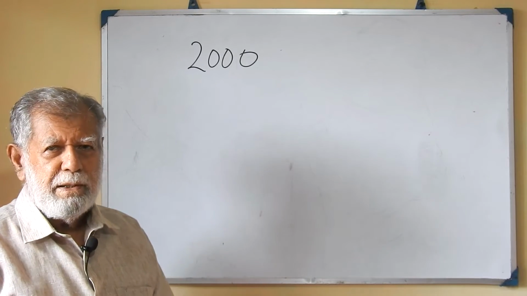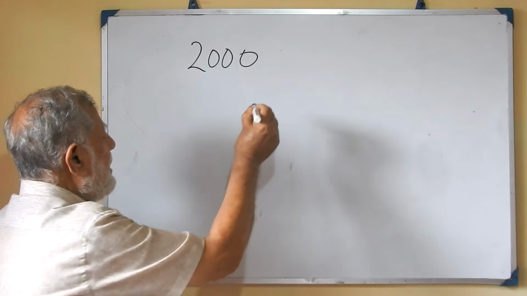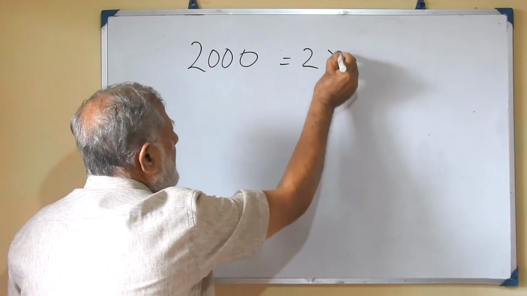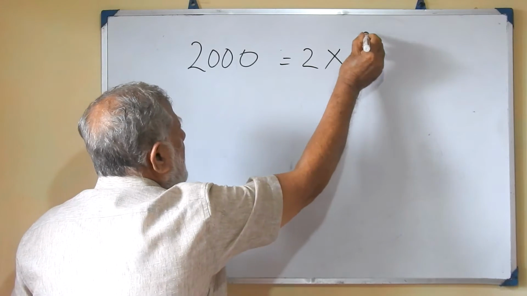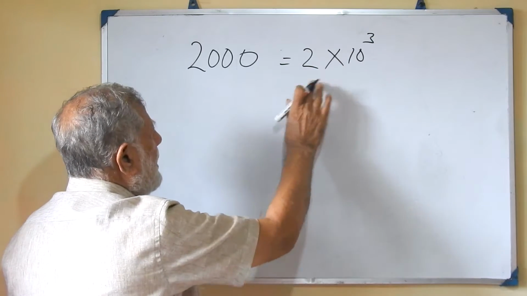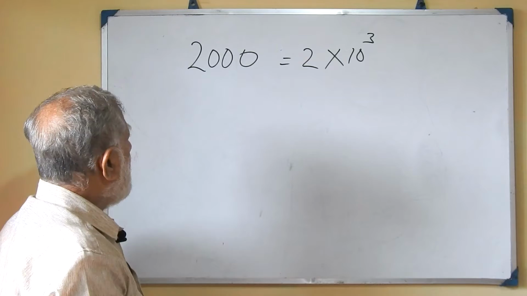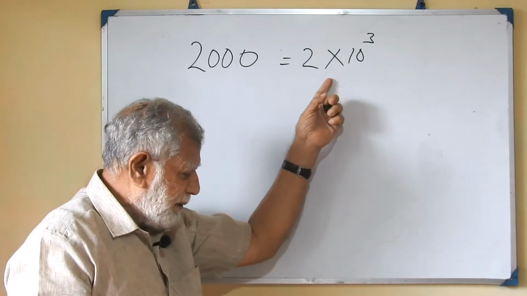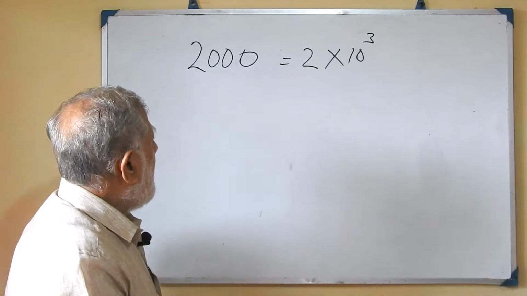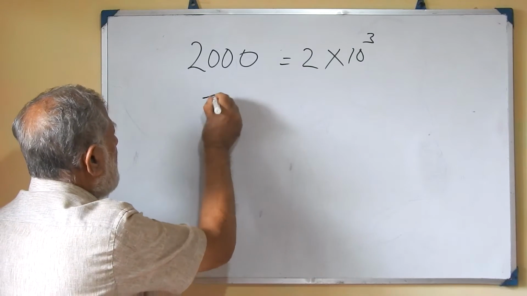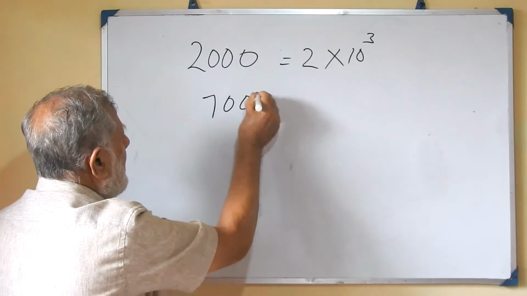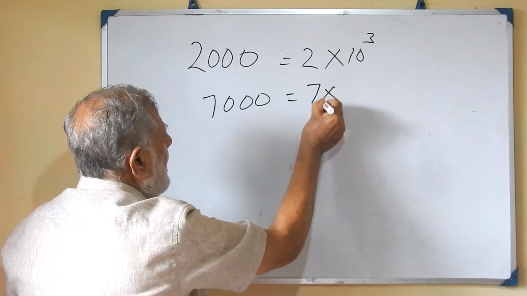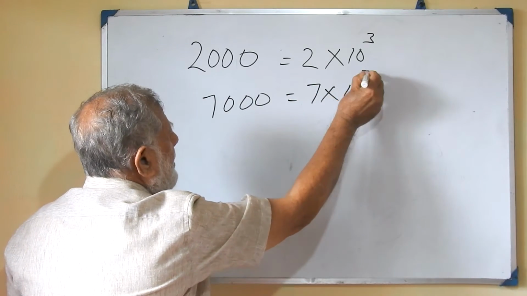When we are writing this in standard form, what we do is we write the 2 and then we put into 10 to the power of 3. 2000 is 2 into 10 to the power of 3. So this is the scientific notation for this number. If we have a number like 7,000, we write this as 7 into 10 to the power of 3.